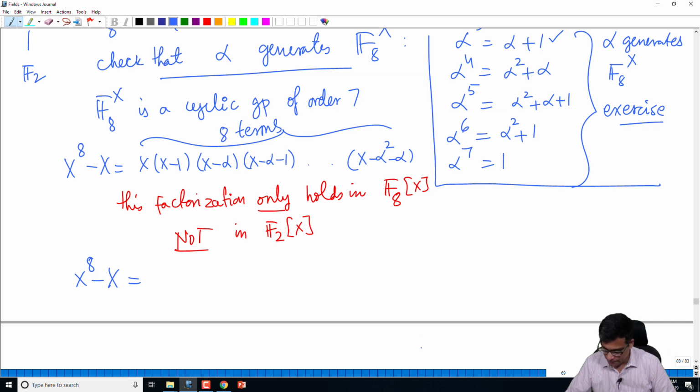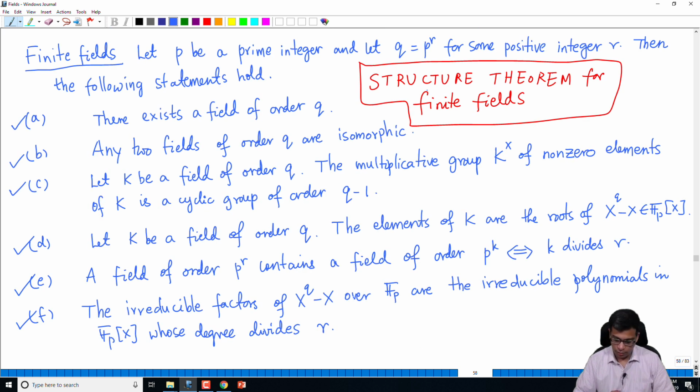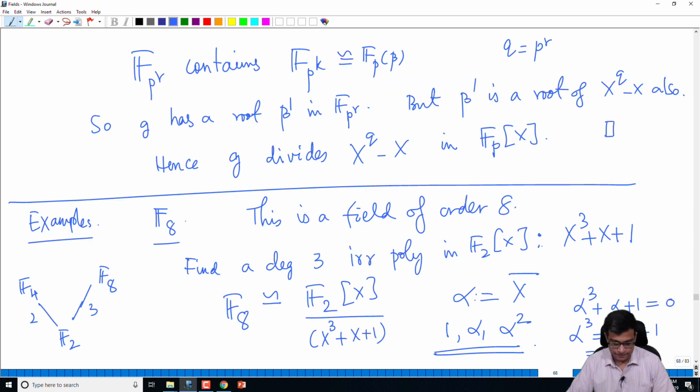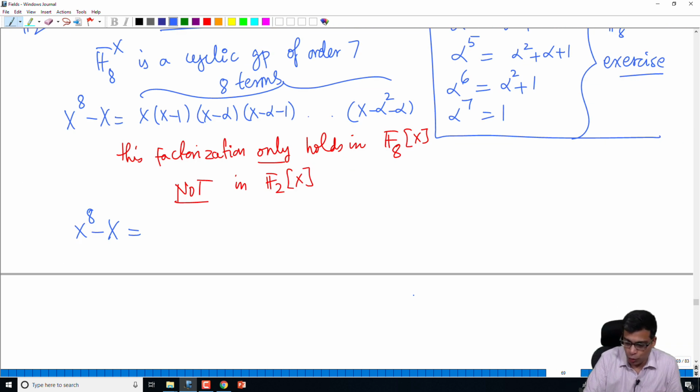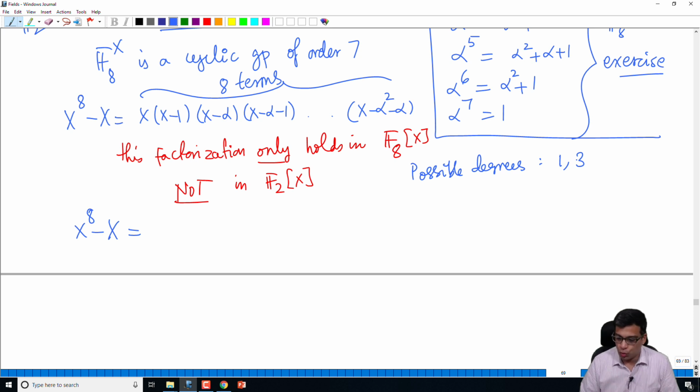The structure theorem said the irreducible factors of x power 8 minus x, you take q to be 8, are the irreducible polynomials in F2 whose degree divides r. Here 8 is 2 power 3, so r is 3, q is 8. So here we are looking at r equal to 3. So we are looking at irreducible polynomials whose degree divides 3. So possible degrees are 1 and 3. The only numbers that divide 3 are 1 and 3.